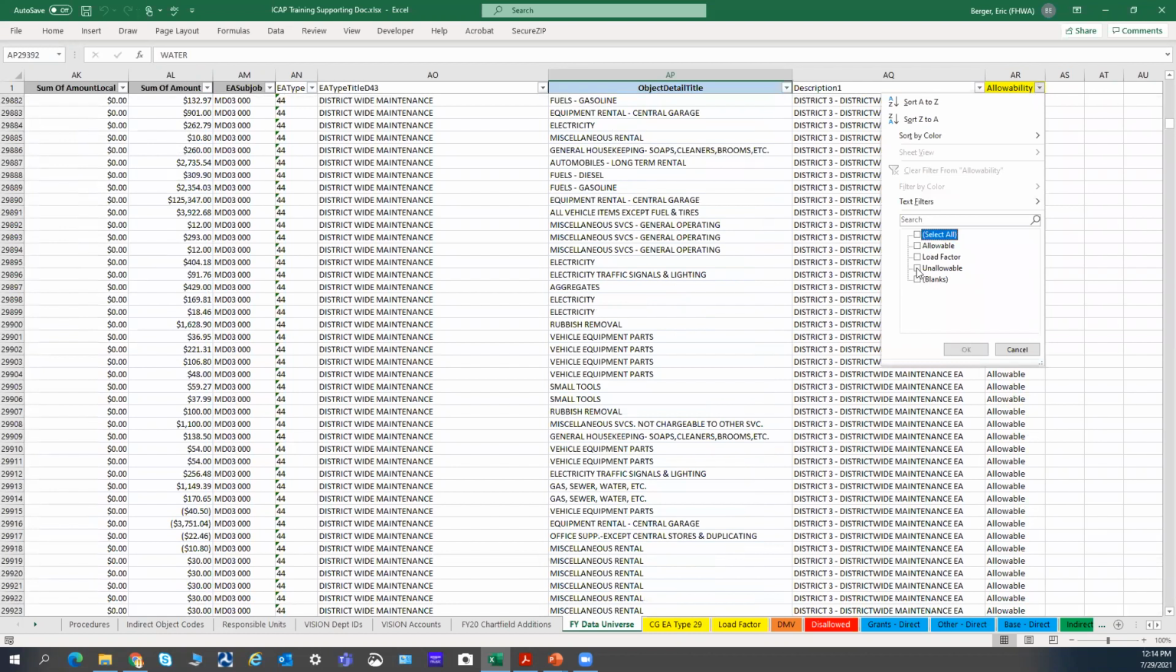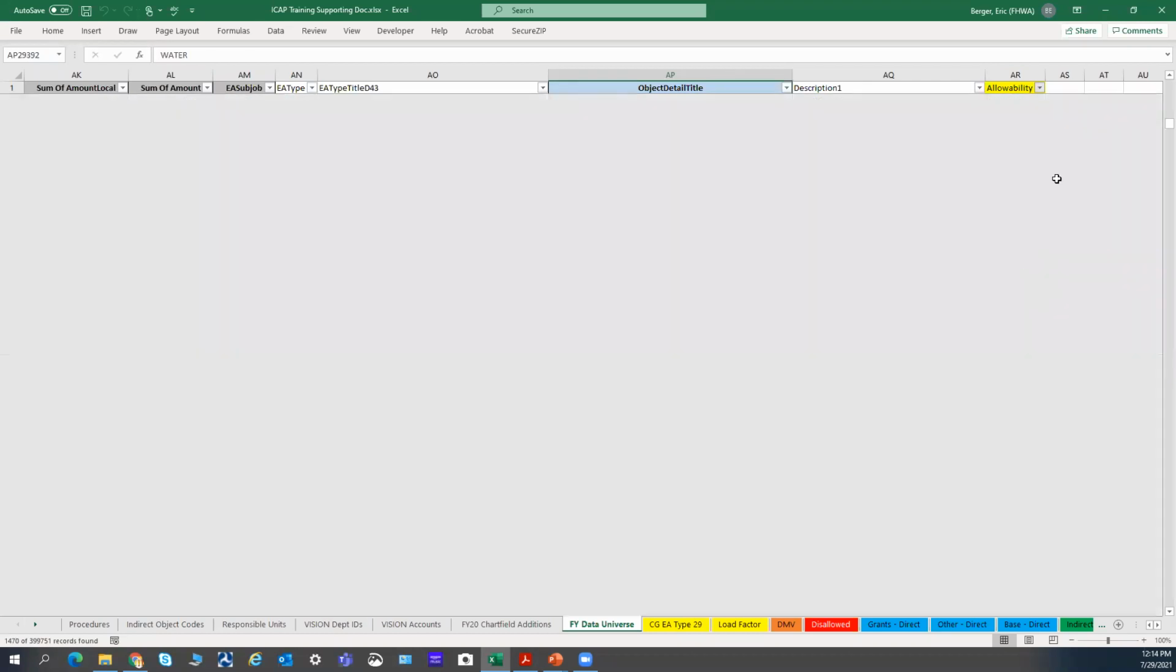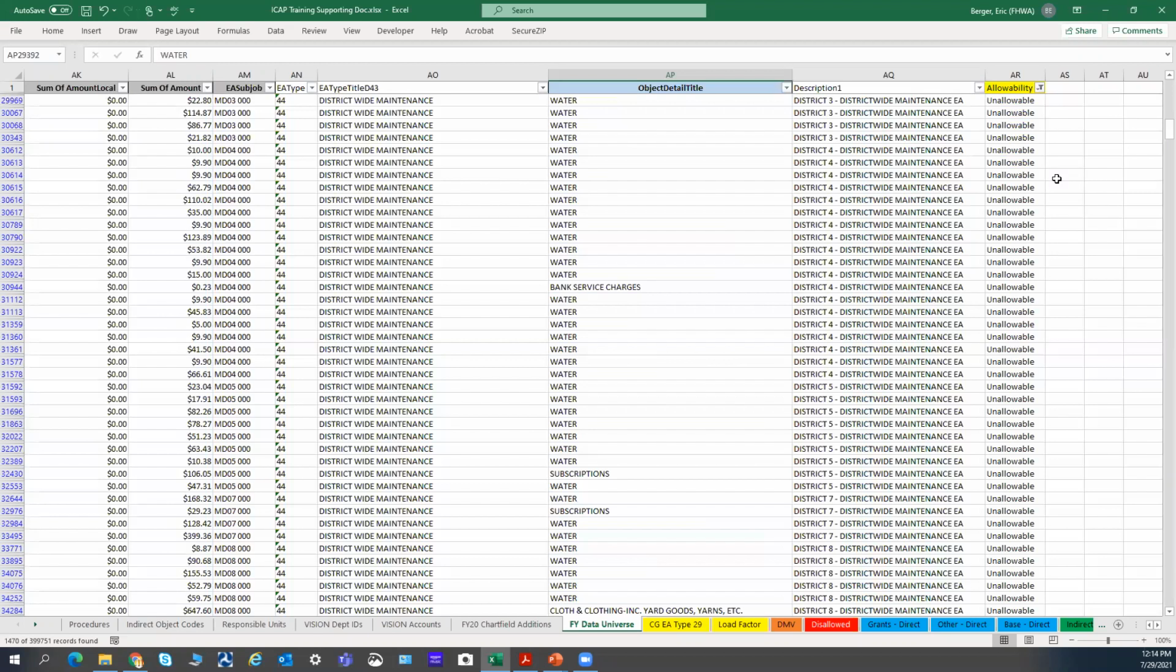Remember in the very beginning, we said one of your first objectives is to separate directs from indirects. That's your first step. And then next would be starting to identify unallowable costs. And here's a boatload of them right here. There's a bunch of water. Here's some bank service charges.